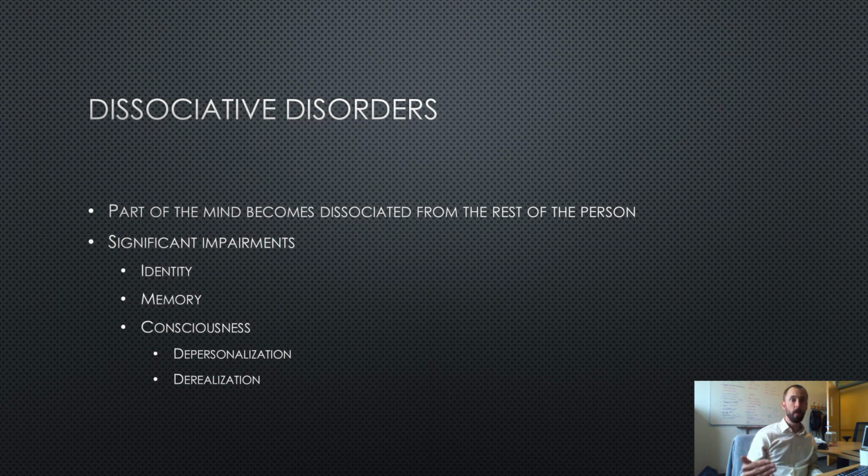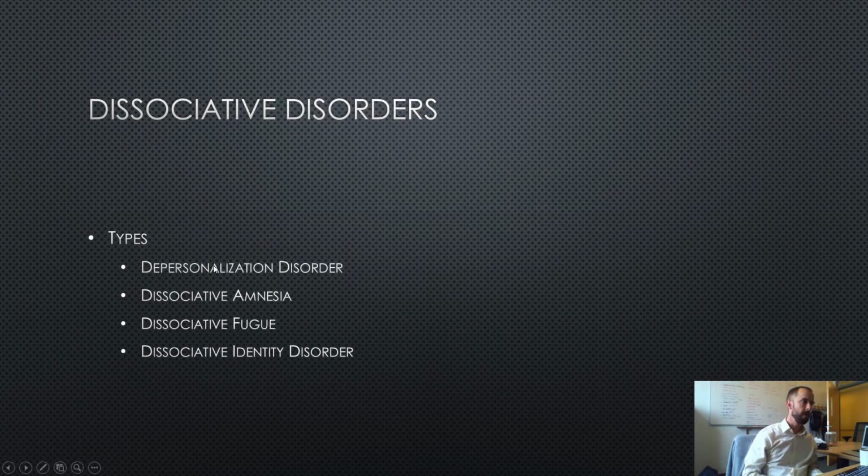Now I'll introduce the four dissociative disorders which exist. Okay. So the four that I'll talk about are depersonalization disorder, dissociative amnesia, dissociative fugue, and dissociative identity disorder. I'll go into dissociative fugue in a bit more detail, and then I'll talk about dissociative identity disorder in a lot of detail. But first, to give you a quick look at depersonalization disorder and dissociative amnesia.